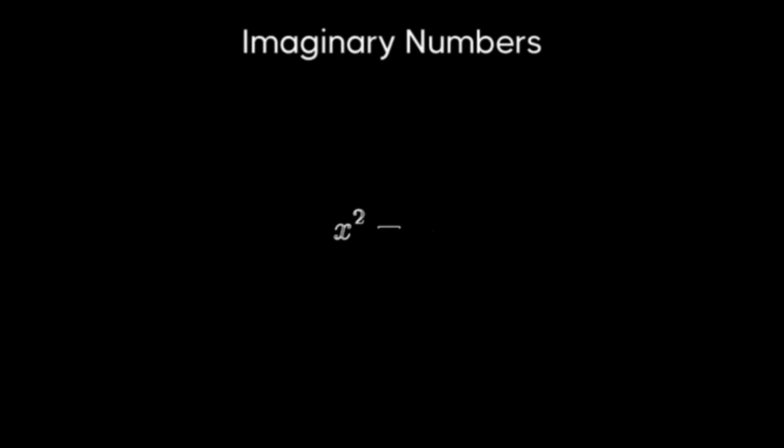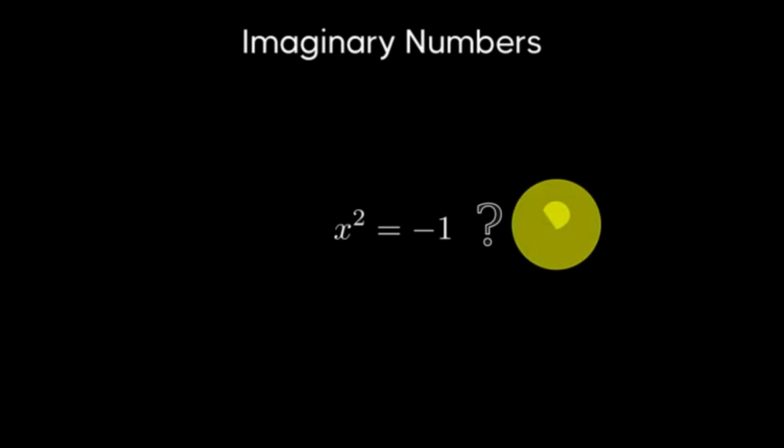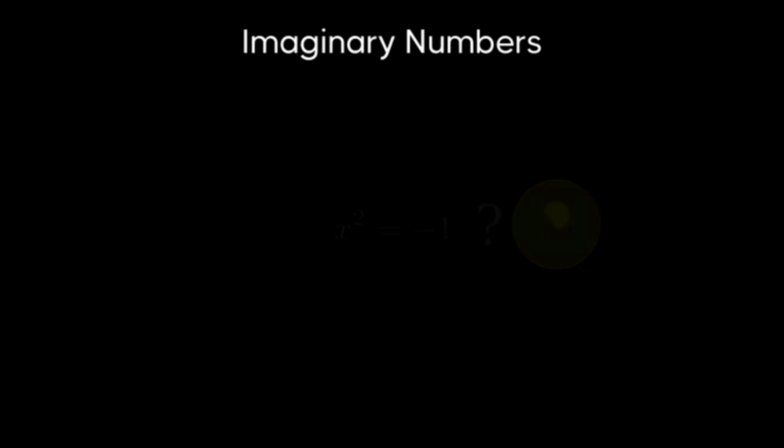Imaginary numbers are one of the most fascinating concepts in mathematics, extending our number system beyond what we can physically count or measure. Consider this intriguing equation: x squared equals -1. At first glance, it might seem like a simple problem to solve. But there's a fundamental challenge here. What number, when multiplied by itself, gives us -1?